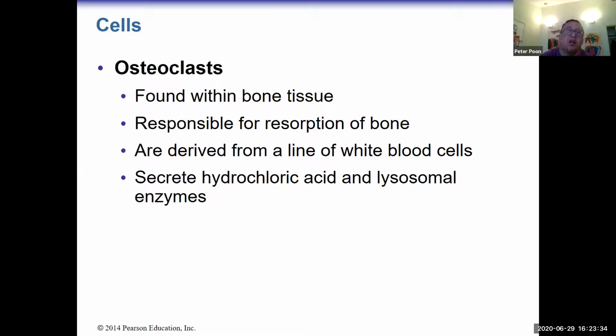The last type of cells that are found in bone are called osteoclasts. Osteoclasts are found within bone tissue. They're usually on the inner edge and the outer edge of the bone, and they're responsible for reabsorption of the bone. They absorb bone.